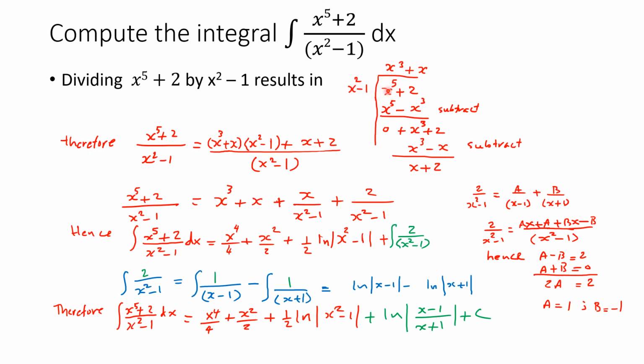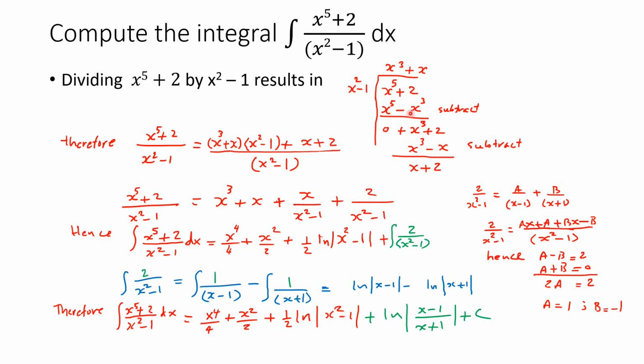Since x to the power 5 is greater in order than x to the power 2, we can divide this. So x to the power 5 divided by x to the power 2 will give us x to the power 3. Now, since this is x to the power 3, we have to multiply it by the divisor and list it down. So x to the power 3 multiplied by x to the power 2 will give us x to the power 5. And then x to the power 3 multiplied by negative 1 will give us minus x cubed.